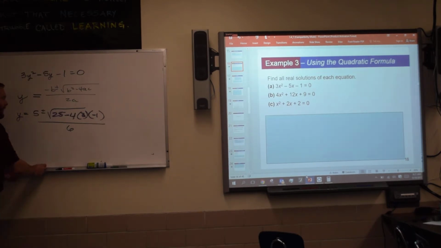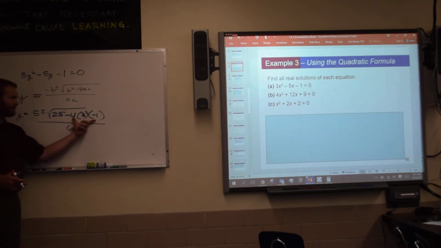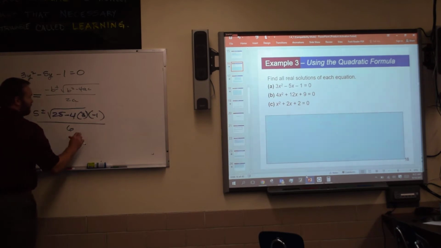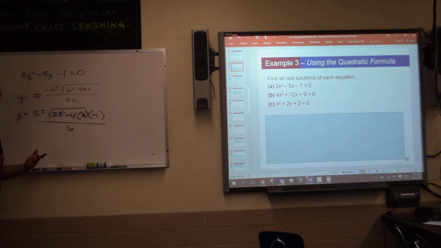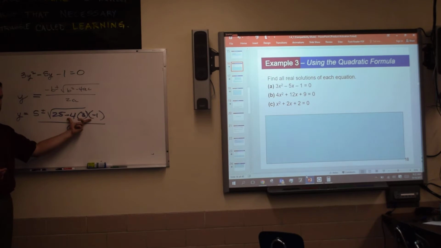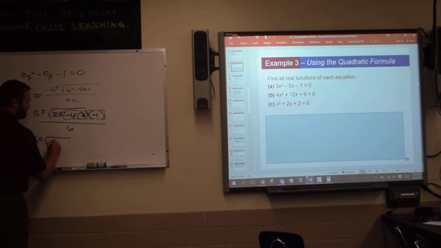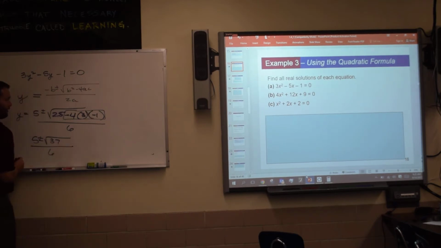Make sure you know that order of operations tells us we have to do multiplication before we do any adding and subtracting, right? Okay? So maybe you're a person that says, I'm going to do 3 times negative 1, so it gives you negative 3, right? But you still have 25 minus 4 times negative 3. So you still got to do that multiplication before you do any subtraction, right? So you need to do all of this first. And that's going to give you what? Positive 12? Does that make sense to everybody? I'm going to rewrite that as 5 plus or minus the square root of 25 plus 12, which would be 37, all over 6.